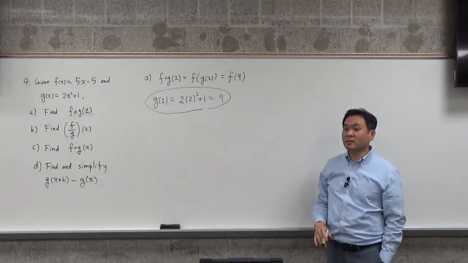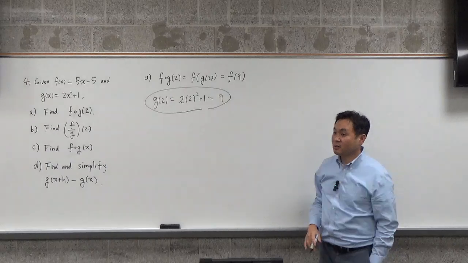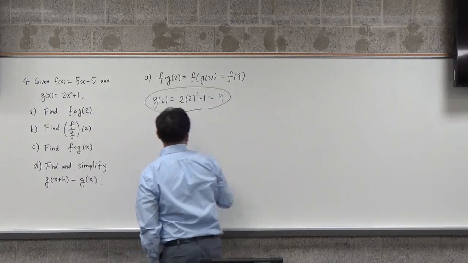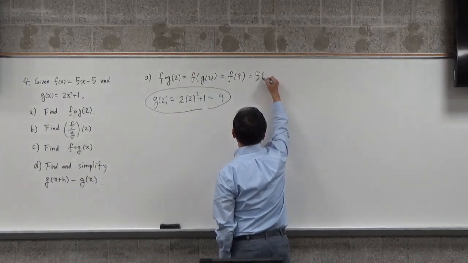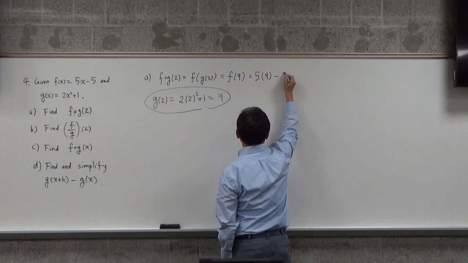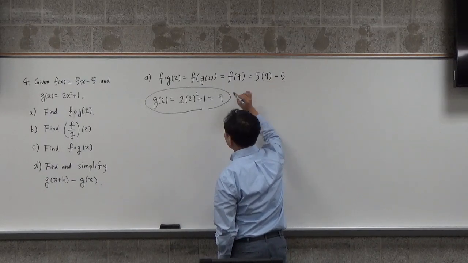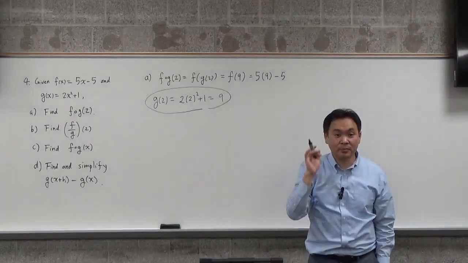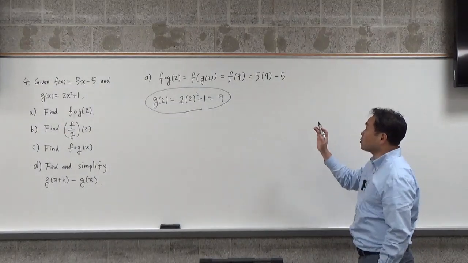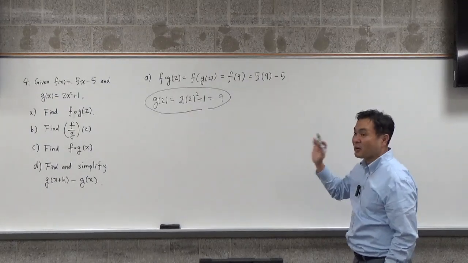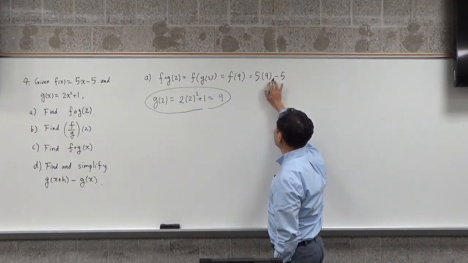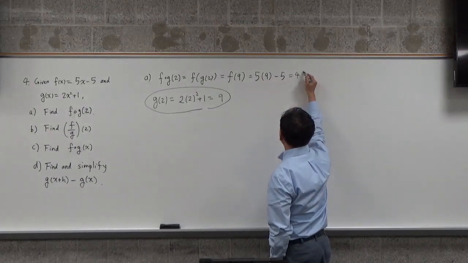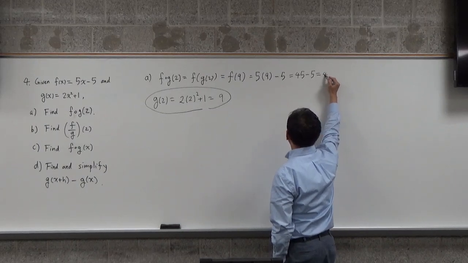How do you do f of 9? Yeah? 9 into this x, right? So you put 5 times 9 minus 5. And as I said, it's always good practice to put a parenthesis whenever you plug in, okay? So don't just write 5, 9 minus 5. It's 5 times 9. One way to make sure that you do that is put a parenthesis. Okay, 5 times 9 is 45. Minus 5 is going to be 40.